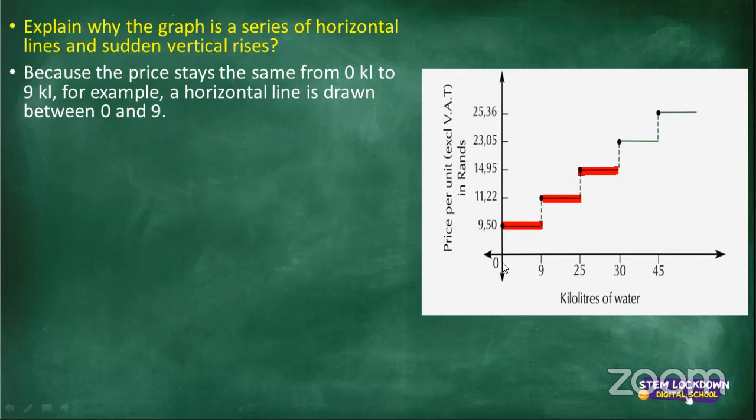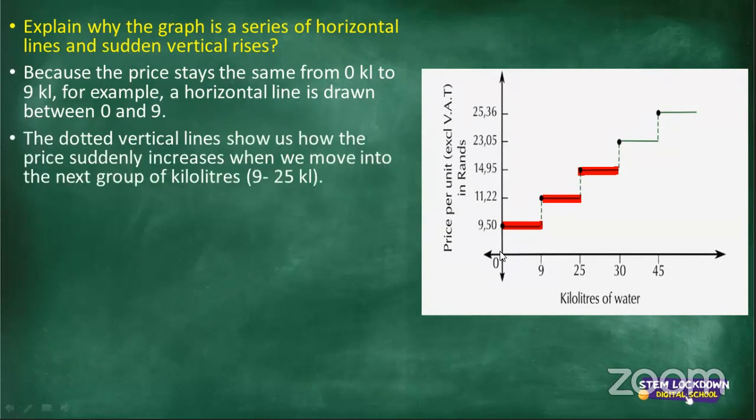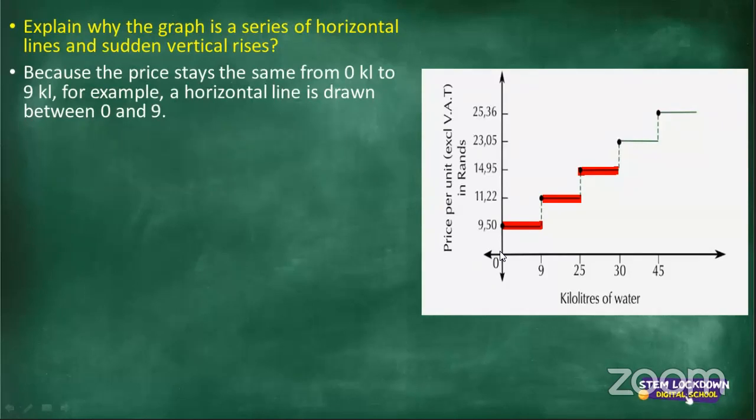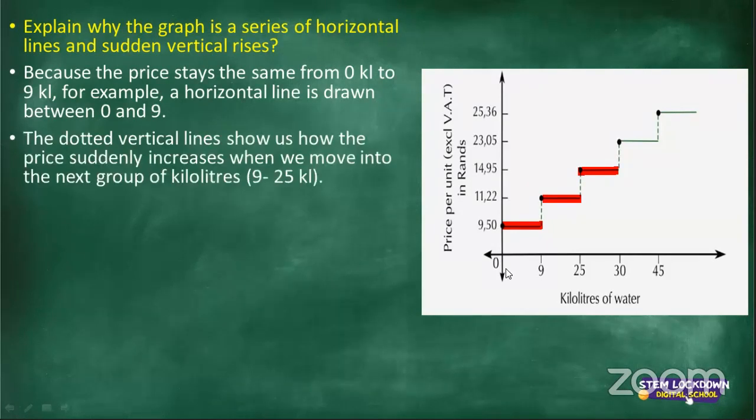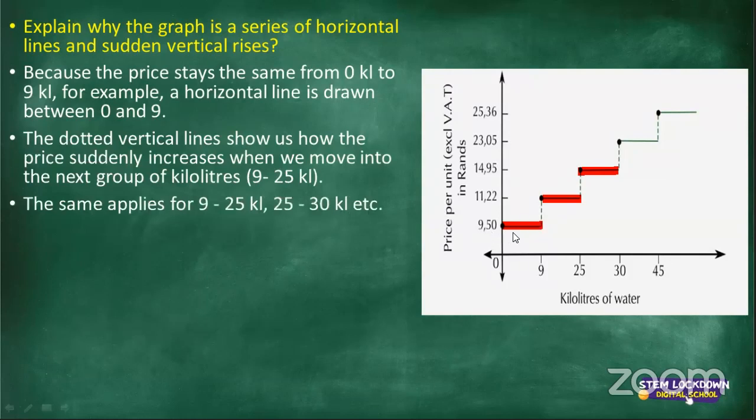From 0 kiloliters to 9 kiloliters, the price stays the same. So a horizontal line is drawn between the different categories. So these lines here indicate the different categories we're working with. The dotted vertical lines here show us how the price suddenly increases when we move into the next group of kiloliters. So in the first example, it's 0 to 9 kiloliters. We have our price there.